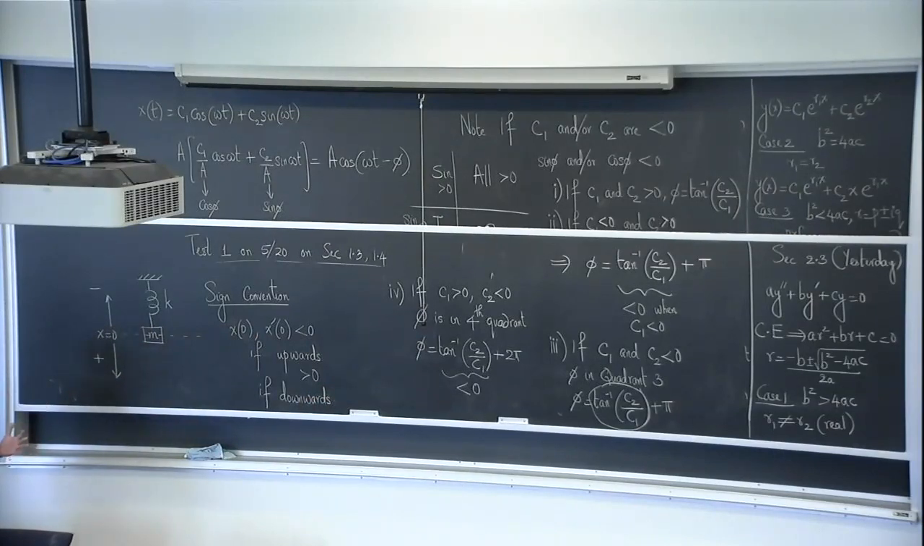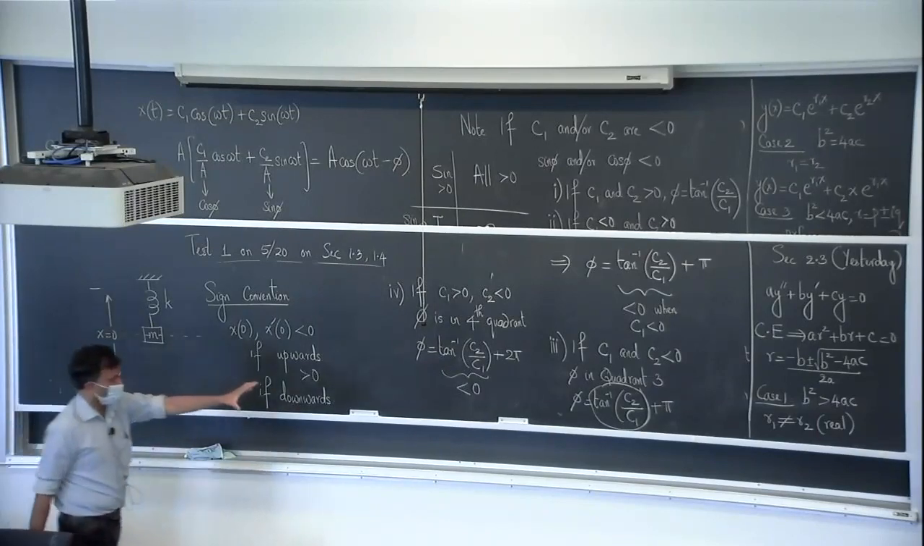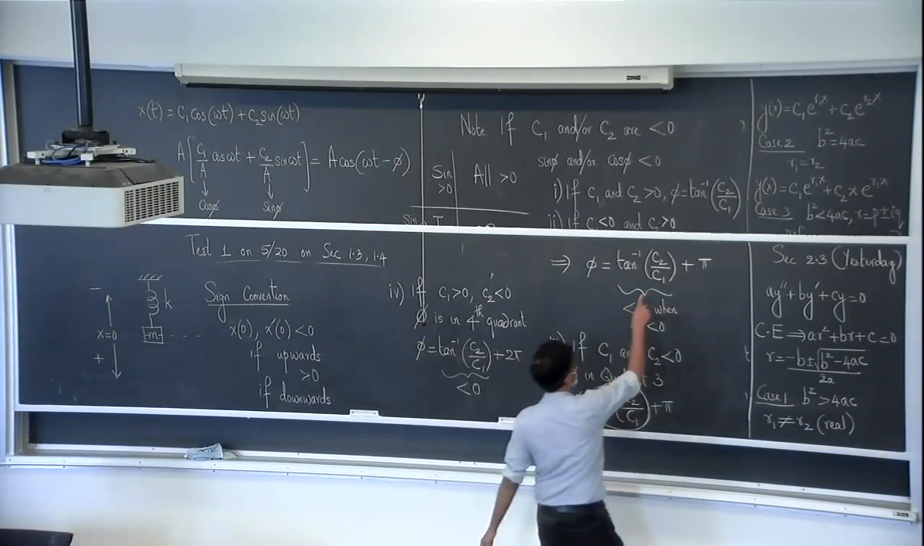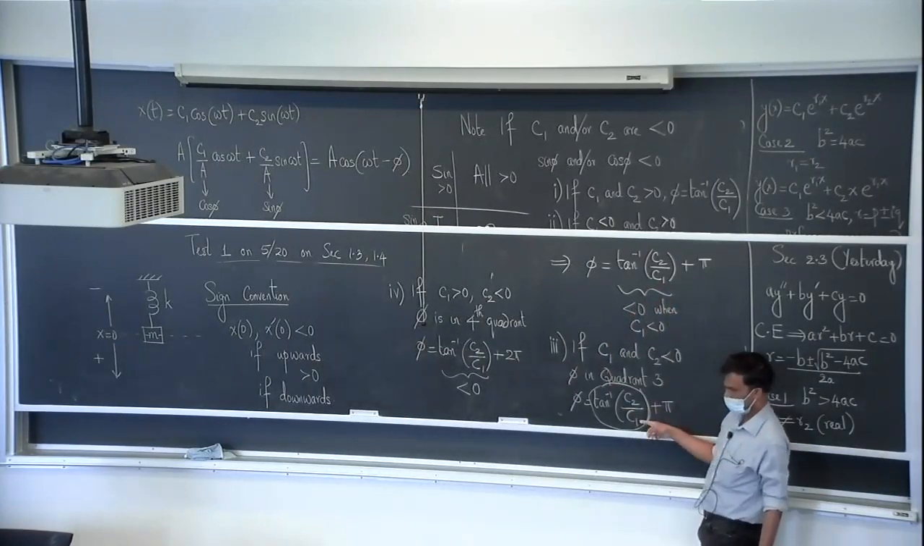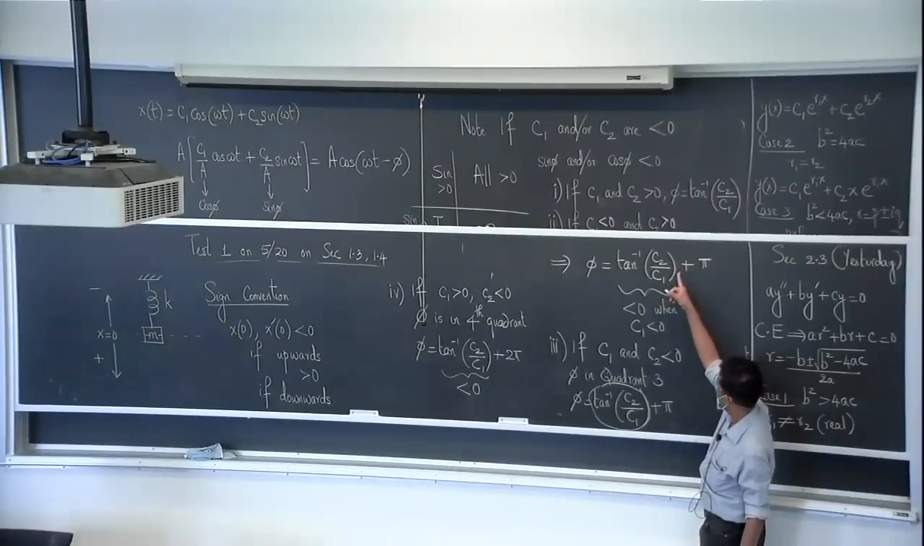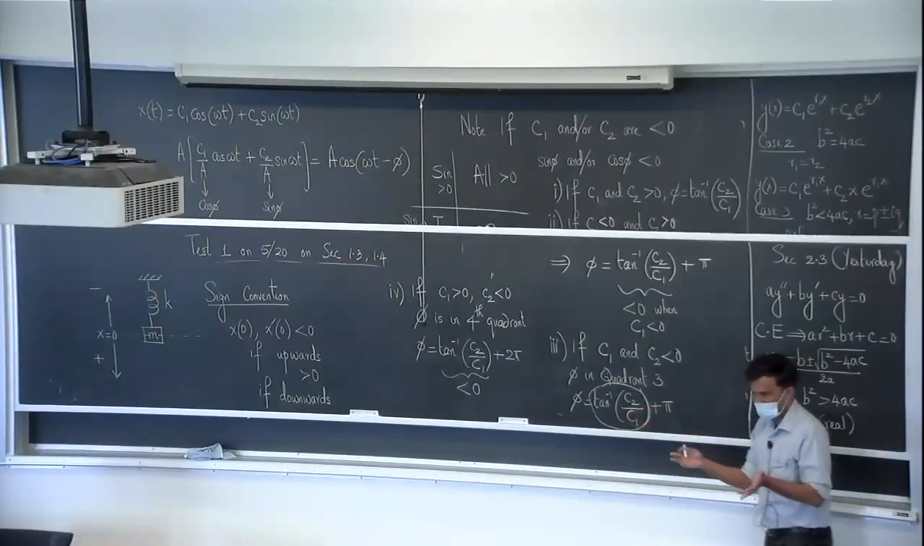The phi for cases 2 and 3 are the same, but you are adding two different numbers there. Case 2, you're adding a negative number. In case 3, you're adding a positive number. That's why I wrote it here. This is a negative number here. This is a positive number because both C1 and C2 are negative. So even if they look the same, they're going to give you two different answers.